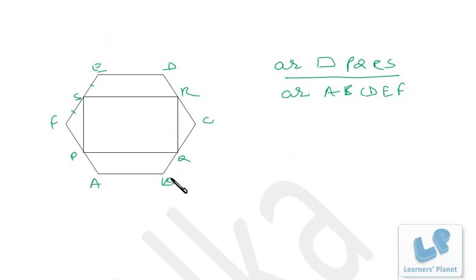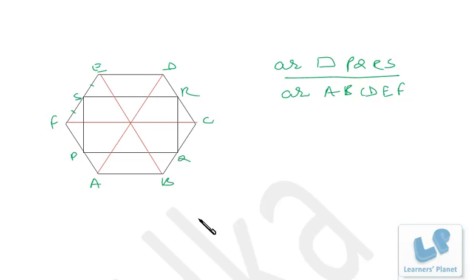Here we have a regular hexagon ABCDEF. By joining the midpoints of the adjacent sides, we have drawn a rectangle over here, that is PQRS. Now we have to find the ratio of the area of PQRS to the entire hexagon. That means what part of the entire hexagon is this PQRS? Once again we'll be drawing some lines and converting this hexagon into 6 regular equilateral triangles.